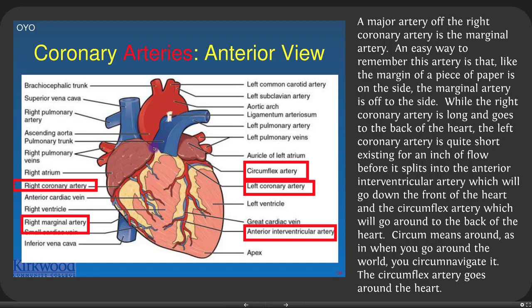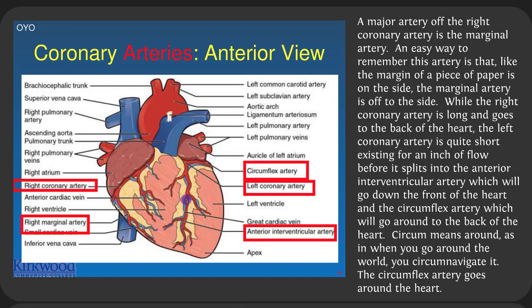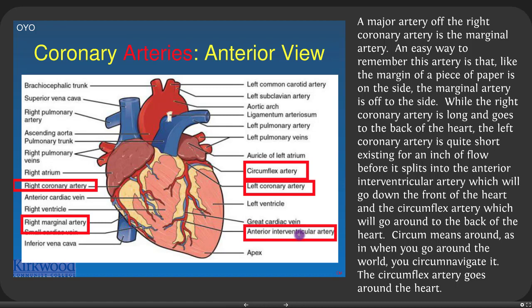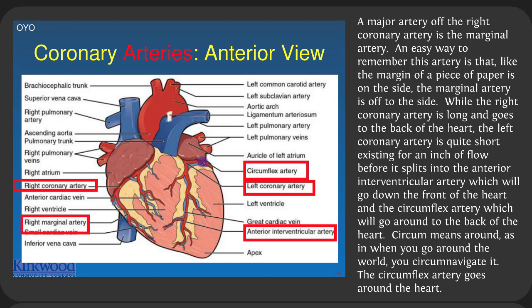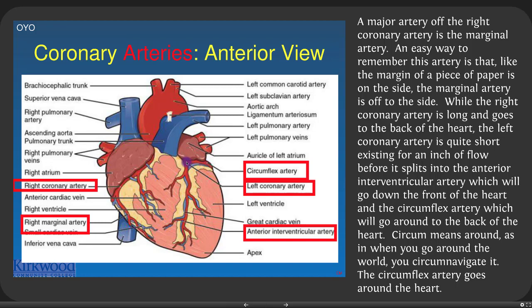the left coronary artery is shown passing behind the pulmonary trunk right here. It travels about an inch before it splits. It splits into the anterior interventricular artery. That's a nice name because it's interventricular, which means between the ventricles. And then it's on the front, so it's the anterior interventricular artery. It also splits into the circumflex artery, which will go around the back of the heart. Circum means around, as in when you circumnavigate the globe, you go around the globe. So the circumflex artery goes around the heart.